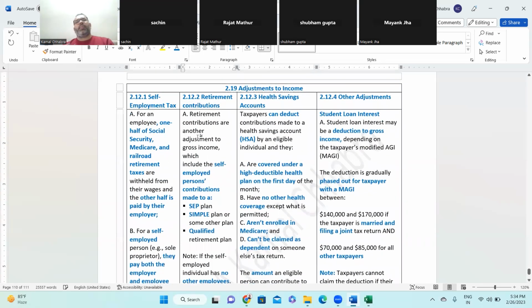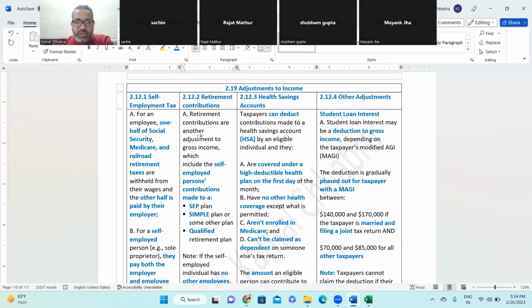Coming to the third topic, health savings account. This also we have already covered. It's just a reiteration of what we have already studied in chapters 1 and 2. A taxpayer can deduct contributions made to the health savings account. Do you remember what a health savings account is? We studied it in adjustment to gross income, if you guys remember.